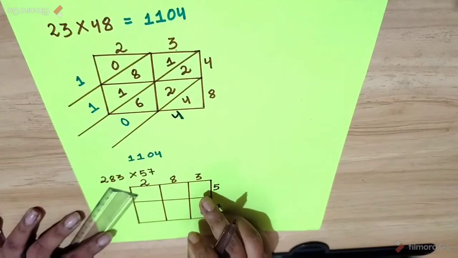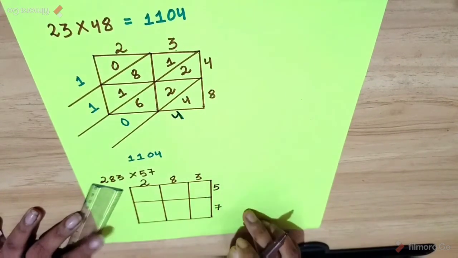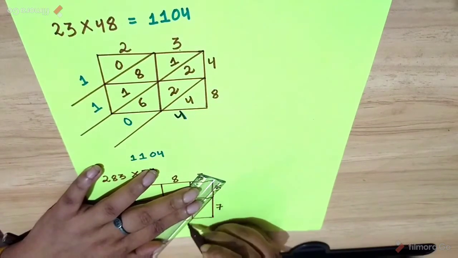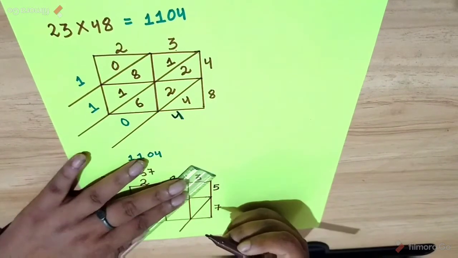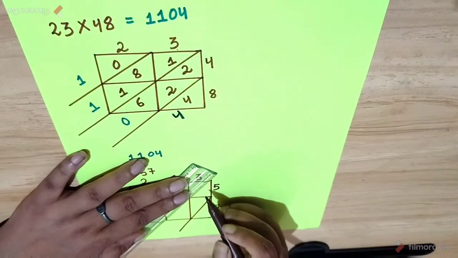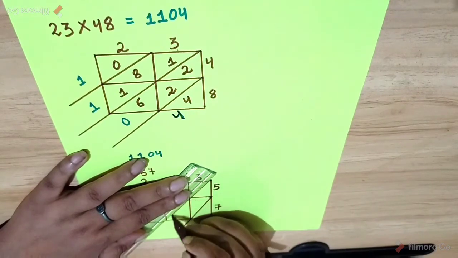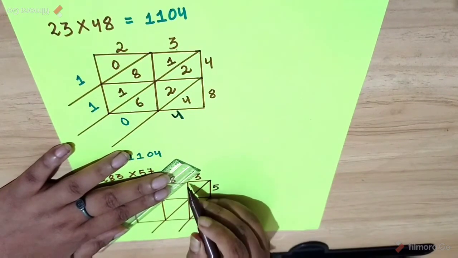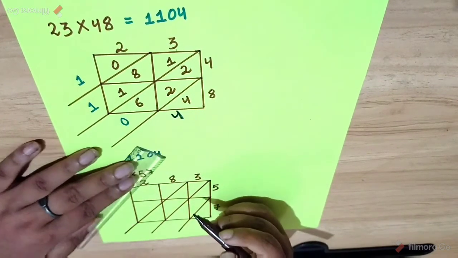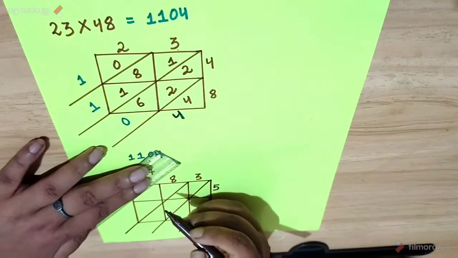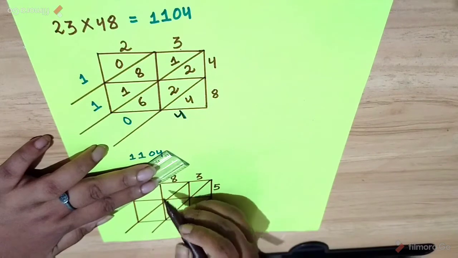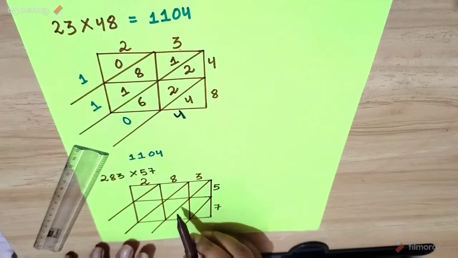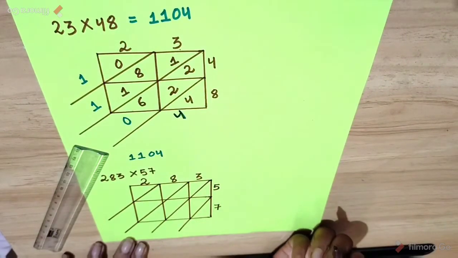And now we are going to divide these boxes into 2 equal parts by joining these 2 points and these 2 points. And here also we'll join these 2 points. And here also we'll join these 2 points. Now see, all these boxes are divided into 2 parts.